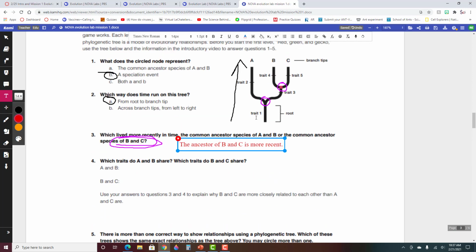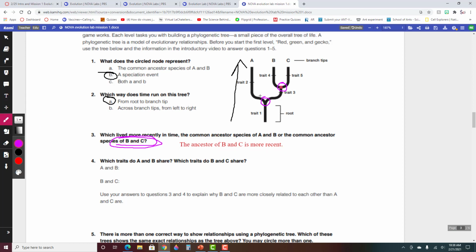So you have some traits here: trait 1, trait 2, trait 3, trait 4, trait 5. So what does A and B share? We'll do that one first. So A, trait 1 would go to A, and so would trait 2, but trait 2 doesn't go to B. So the lineage that, the trait evolved, and then it follows the lineage out. And so trait 1 goes to A and B, but not trait 2.